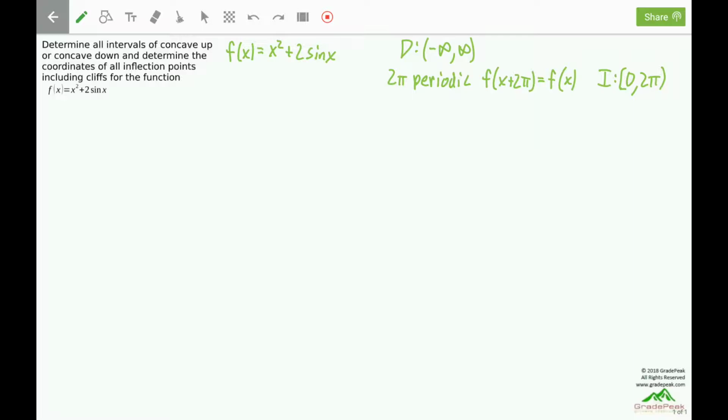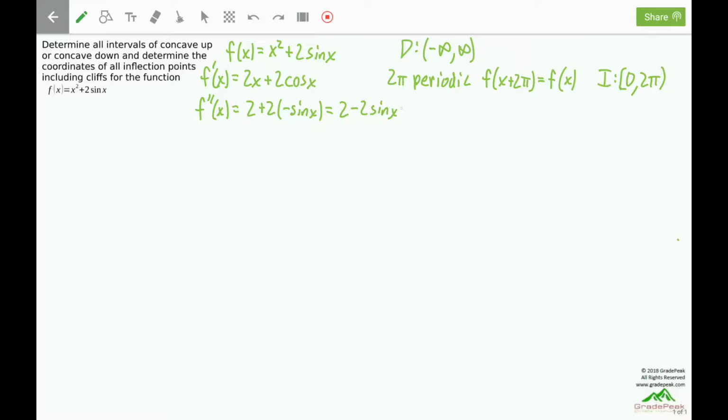The next thing to do is find all candidate numbers. We will need the second derivative for this. We will start with the first derivative. f prime x equals, the derivative of x squared is 2x, plus 2 times the derivative of sine x is cosine x. We can now find the second derivative. The derivative of 2x will be 2, plus 2 times the derivative of cosine x, which is negative sine x. In the second term, positive times negative is negative. There's a 2, and there's also a sine x.